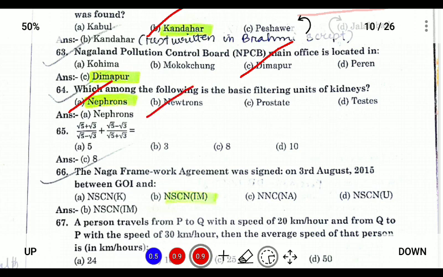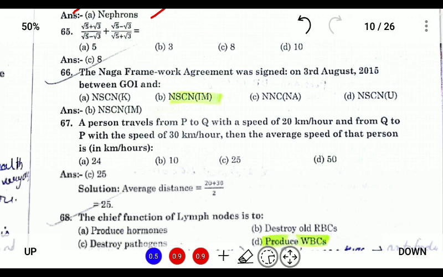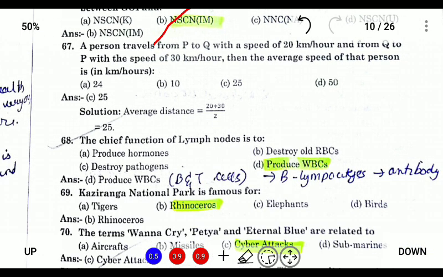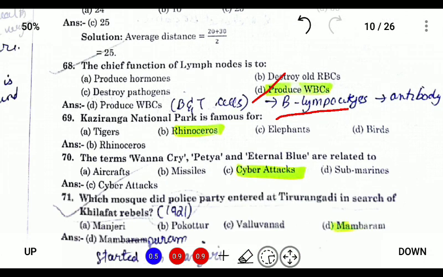Neurons is for brain. Next, the Naga Framework Agreement was signed on 3rd of August 2015 between the Government of India and NSCN-IM. The chief function of lymph nodes is to produce white blood cells, and these white blood cells are used to protect the body against diseases, and it produces beta leukocytes, which are antibodies.